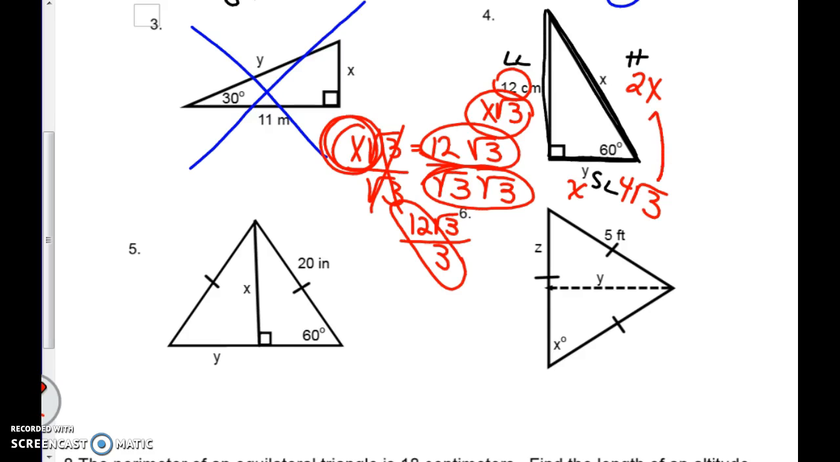Well, what do I have to do to get to the hypotenuse? What do I have to do to the x? Multiply it by 2, right? So what is 2 times 4 square root of 3? 8 radical 3. 8 radical 3, very good. So 8 radical 3 is what my hypotenuse would be.